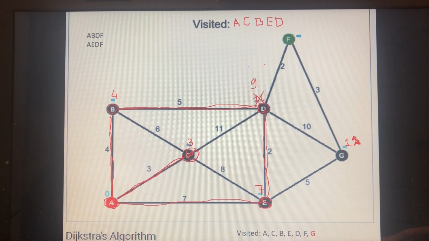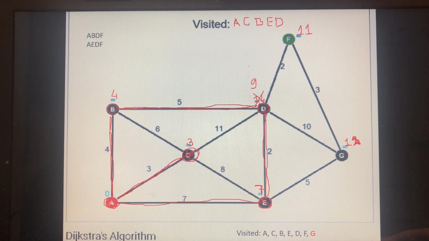We are visiting D, and from D we can go where? We can go to F, so 9 plus 2 would be 11, and we write this 11 here. From D we can go to G, but 9 plus 10 would be 19, and 12 is less than 19. So we don't write 19 here, we leave it 12.